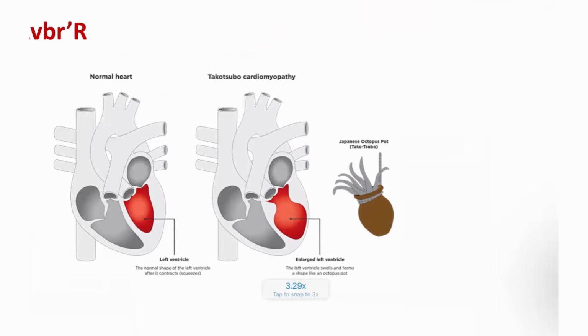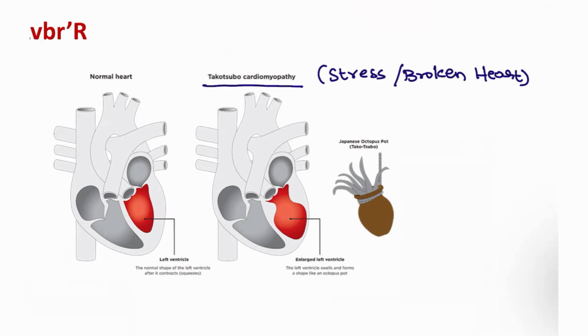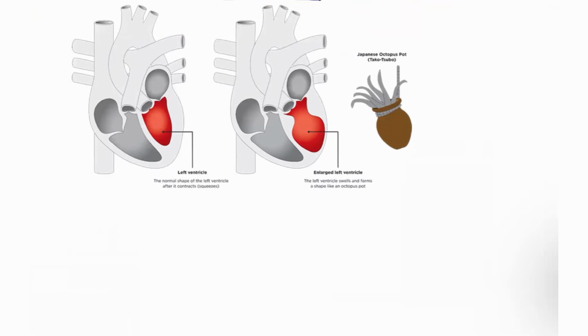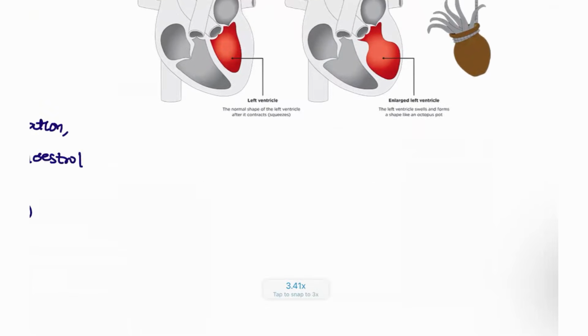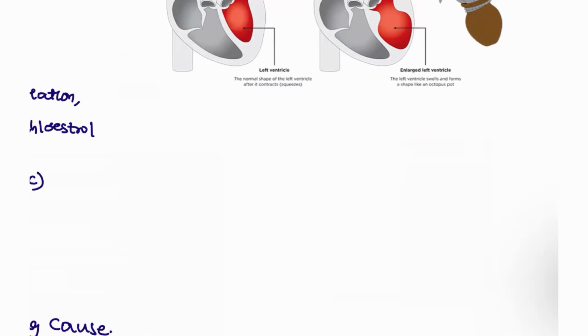This is Takotsubo cardiomyopathy, which is also known as stress cardiomyopathy or broken heart cardiomyopathy. Takotsubo is a Japanese word. What happens in these patients? Usually when there is sudden news, like a relative or someone close has died, a very high level of stress is triggered.